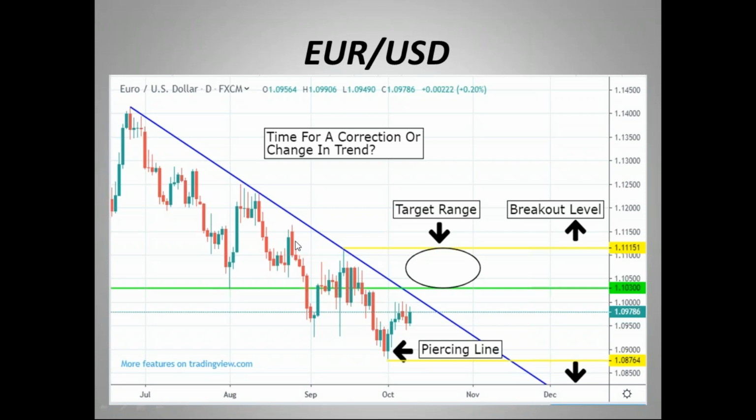Now the euro US dollar has been in a range trade for pretty much a year, but over the last 4 months it's been trending lower from $1.14 down to where it bottomed near $1.0876. When the euro US dollar set this lower swing low, it ended with a piercing line formation, which is a short-term buy signal or a change in trend indicator, which right now has been holding up.